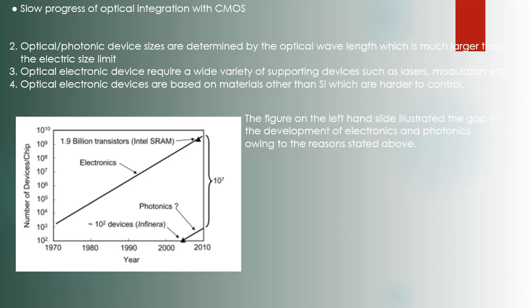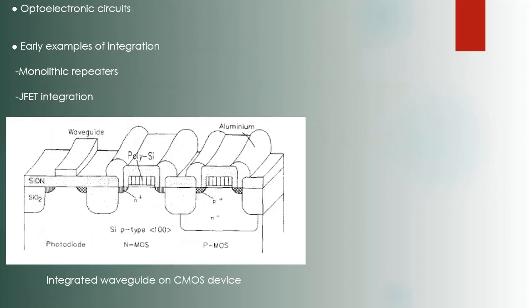So I think that illustrates well the slower progress. So this is just an example, an early example of the integration of optical devices and CMOS devices. So we're just going to talk about monolithic repeaters real quick.